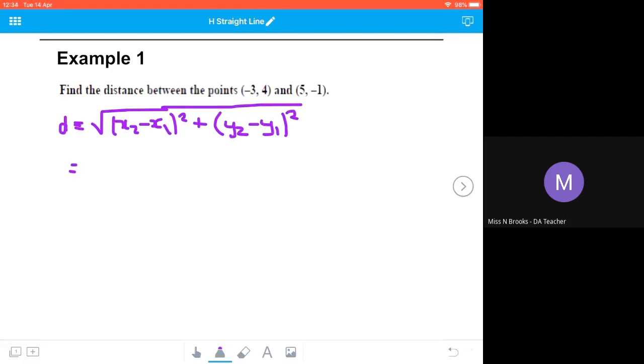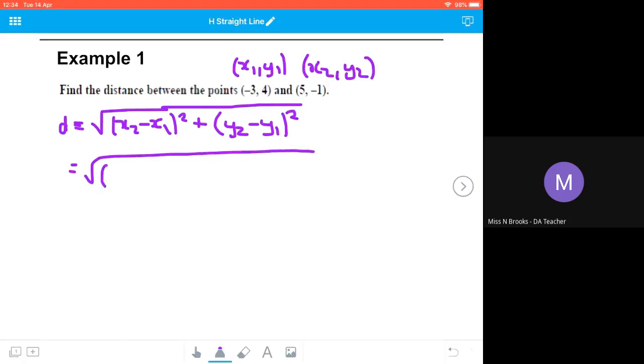Now, if we look at the first coordinate as our x1, y1, and our second coordinate as our x2, y2, we can substitute those values into our distance formula. So x2 is 5, and we're taking away x1, which is -3, and we're going to square that, and we've got y2, and y2 is -1, and we're going to take away y1, which is 4, and we're going to square that.